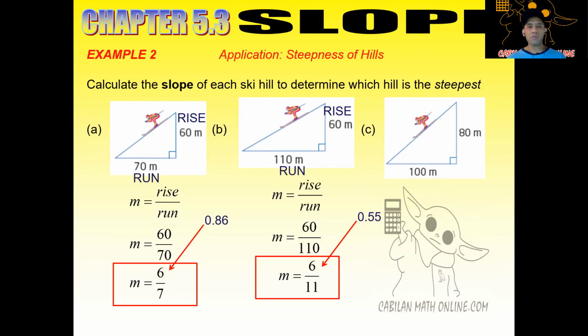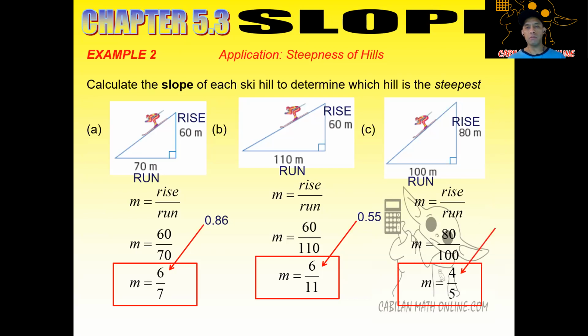And this last one over here, we have, again, a rise of 80, a run of 100, which gives me 80 over 100. And when we put that into reduced terms over here, it'll give us a fraction of 4 over 5. And when we change it to a decimal, you're going to see that's going to give us 0.8. Now, to answer the final part of the question, to determine which hill is the steepest, you just have to take a look at the decimals over here and see which one is the highest. And in this case, it's going to be hill A.